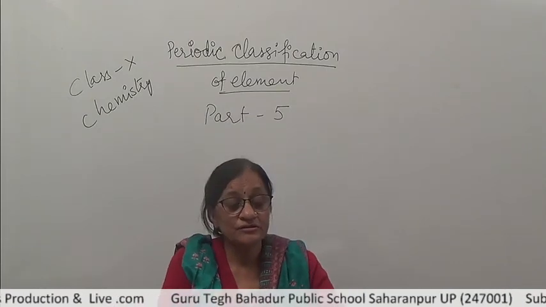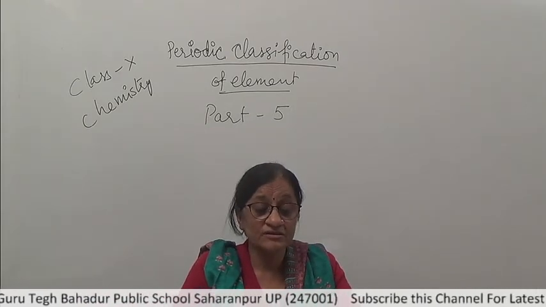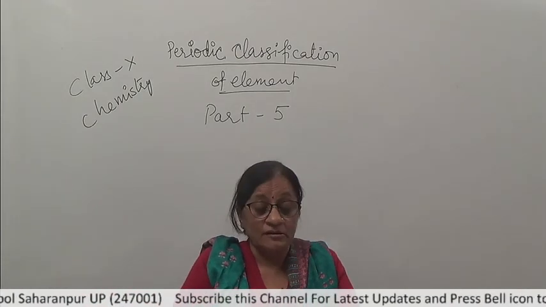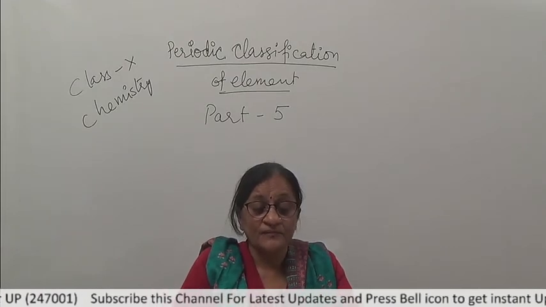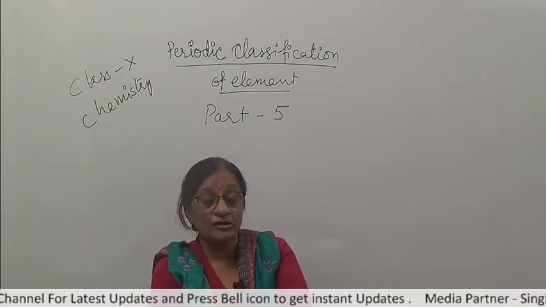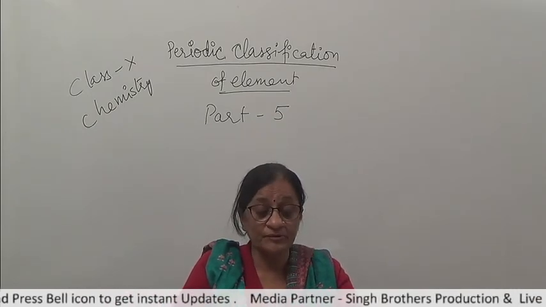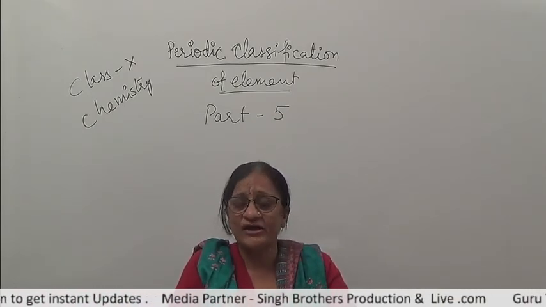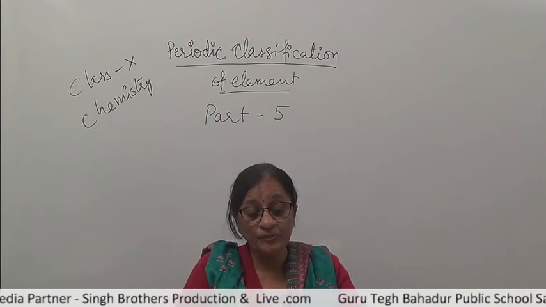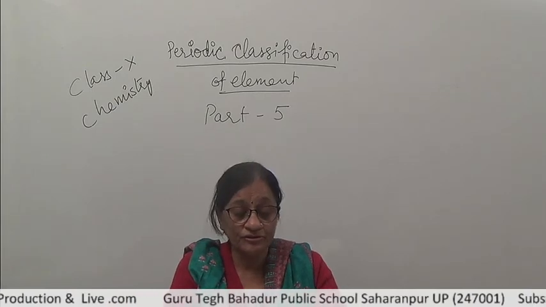Good morning, students. In continuation of chapter 5, periodic classification of elements, on the last turn, as you know, we have discussed the modern periodic table and its basis. Besides that, we have discussed how anomalies of Mendeleev's periodic table are explained in the modern periodic table, means how the position of isotopes, the wrong order of atomic masses of some elements, and the grouping of chemically dissimilar elements are solved in the modern periodic table.